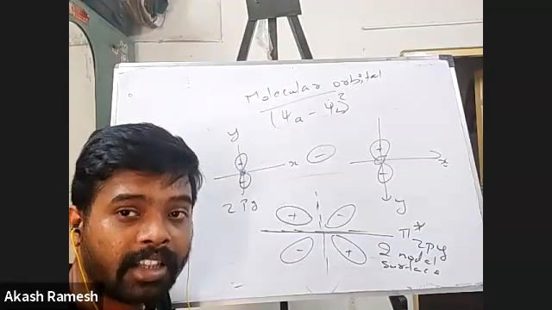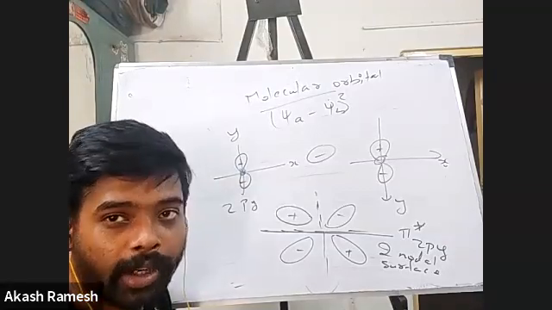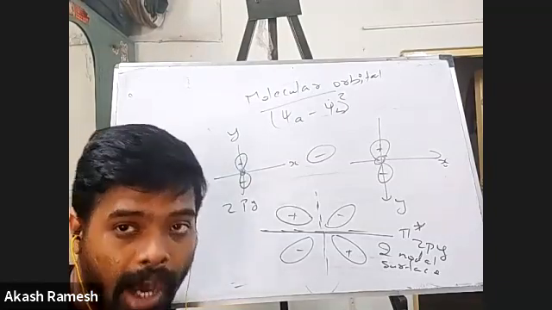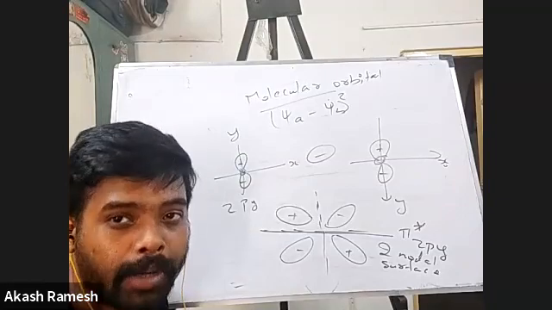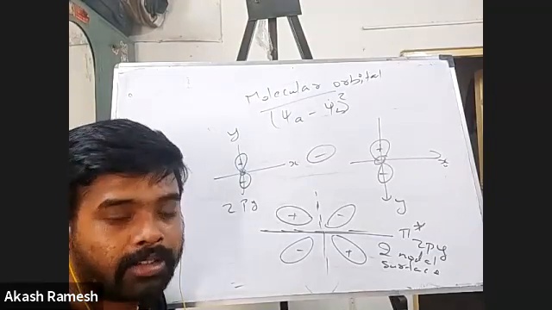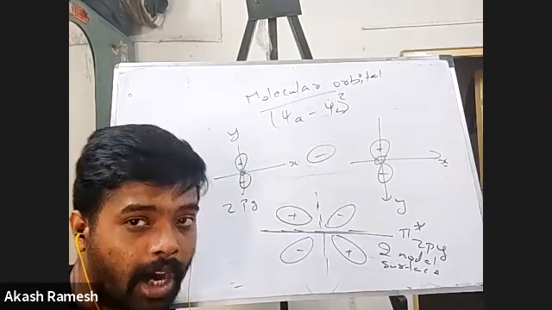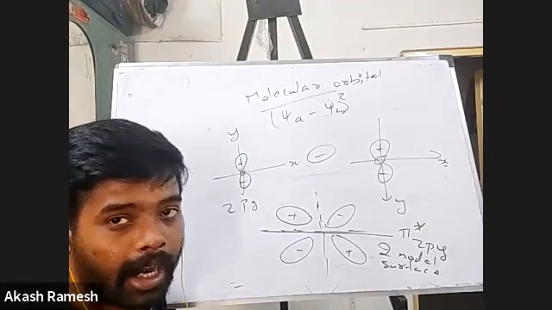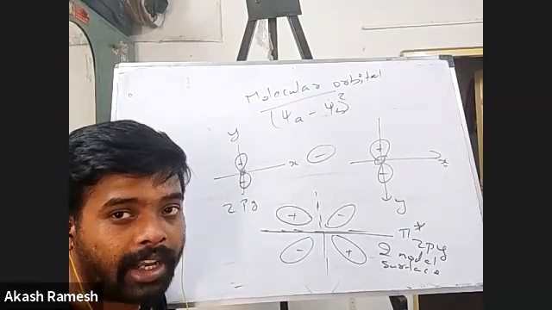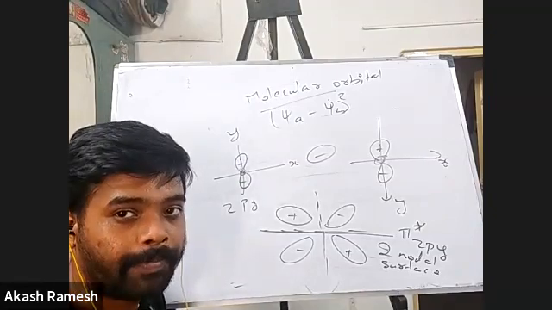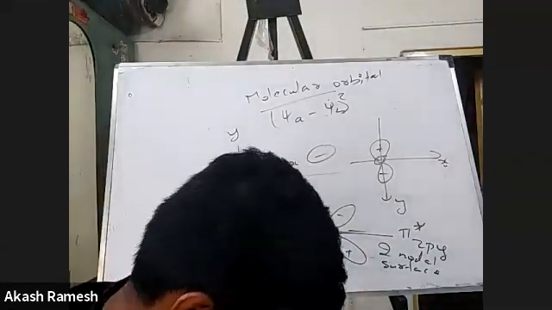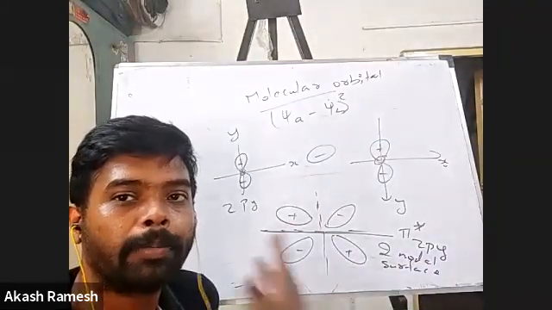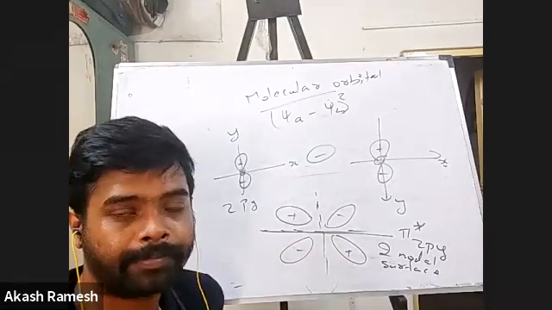Sigma 1s, sigma star 1s, sigma 2s, sigma star 2s, sigma 2pz, sigma star 2pz, pi 2px, pi star 2px, pi 2py, pi star 2py. So these are all the different types of bonding and anti-bonding molecular orbitals I have. Okay, right, cool. So this we understood, right? So obviously I'm going to place electrons inside all of them, right?